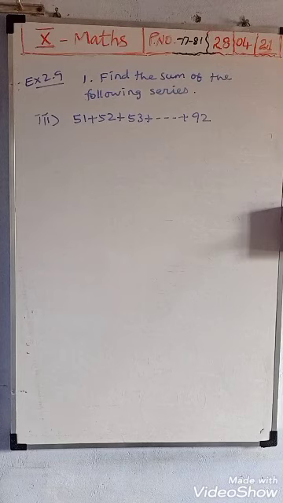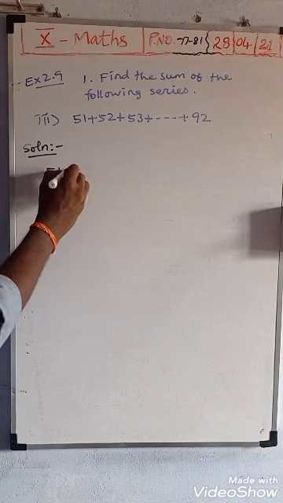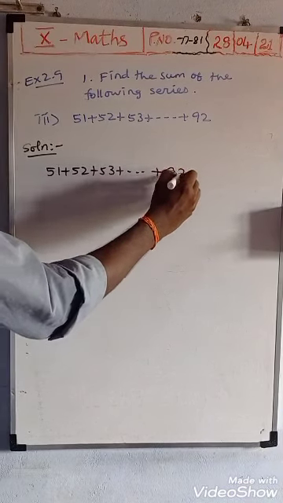So continuously is there. After 51, continuously is there: 51 plus 52 plus 53, like that continuously. But before, how many terms are missing? Up to 50 terms are missing in the natural numbers. So first, the given series you should change and write. What is that? 51 plus 52 plus 53 plus up to etc. plus 92.